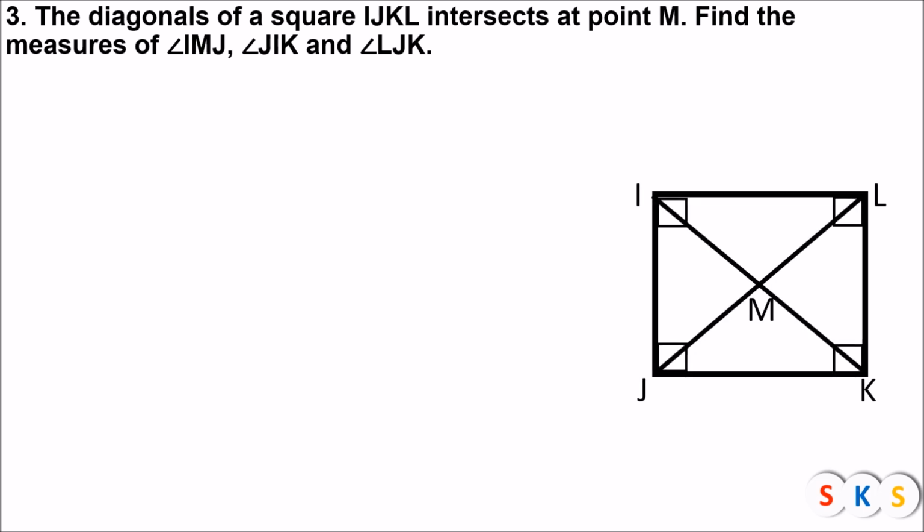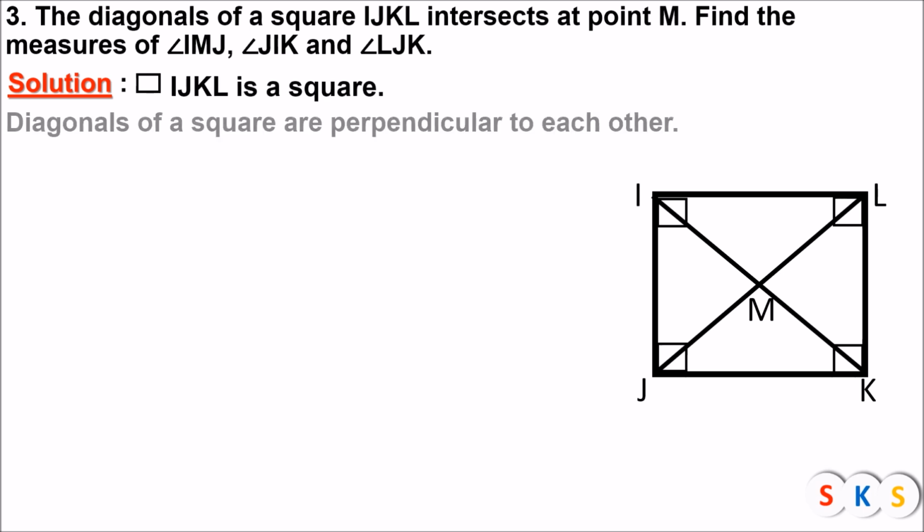The diagonals of square IJKL intersect at point M. Find the measure of angle IMJ, angle JIK and angle LJK. Let's see the solution of this question. The given quadrilateral is a square and we know diagonals of a square are perpendicular to each other. So you can see in this figure diagonal IK and diagonal JL are perpendicular to each other. You can see they form a right angle at the point of intersection, that is at point M.